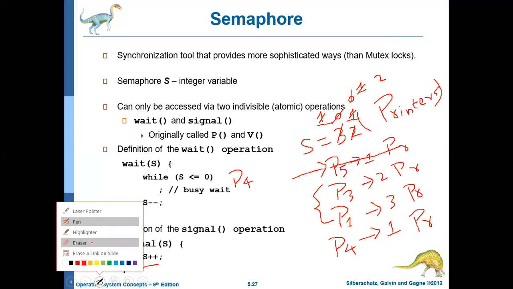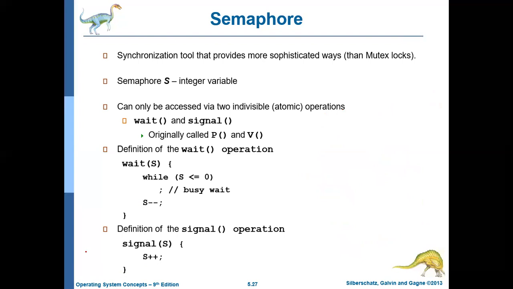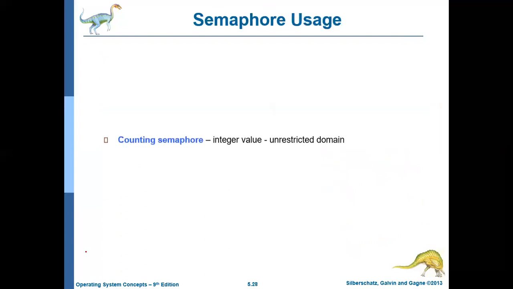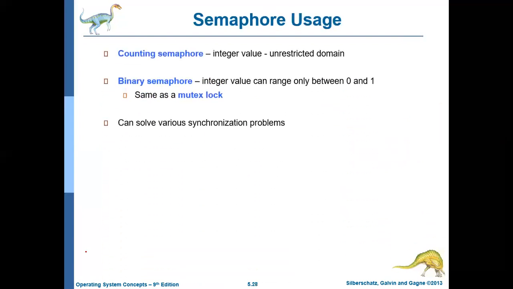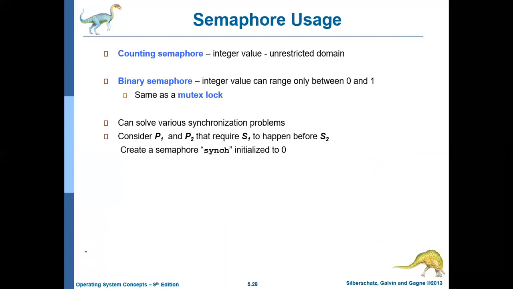Okay, so wait is used to acquire the shared resource, and signal is used to release the shared resource. So this is the overall concept of semaphores. But other than this, semaphores can also be used for some other kind of usage. Say, for example, consider this problem. It can also be used to solve various other synchronization problems.